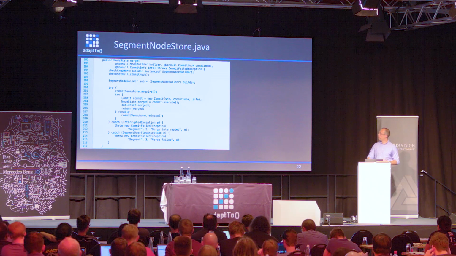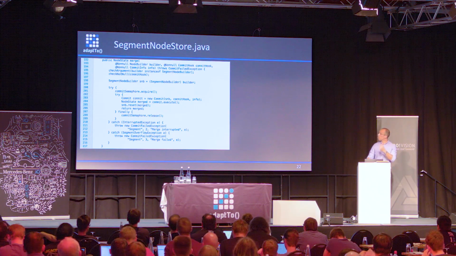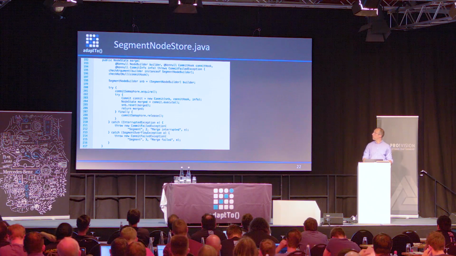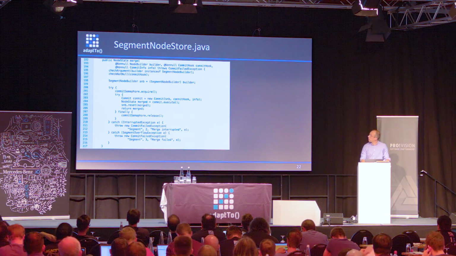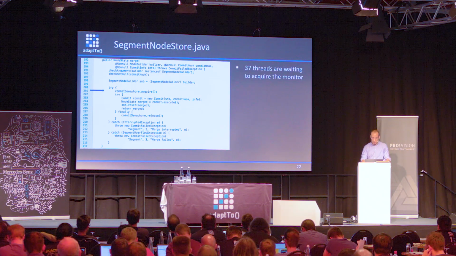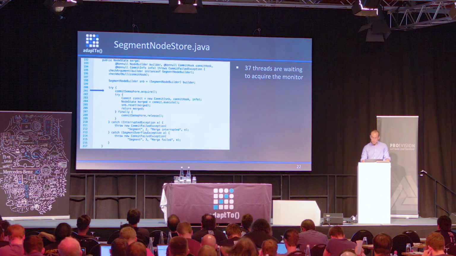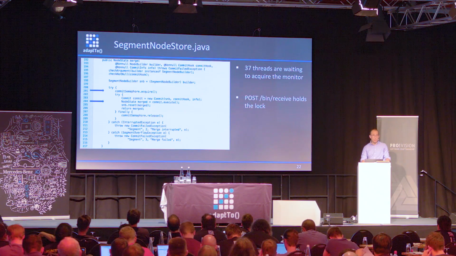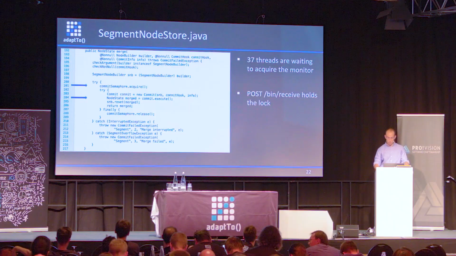Here I have a screenshot of the source code, SegmentNodeStore, method merge. As I described, a lot of threads, 37 threads, were blocked at line 201 trying to acquire the lock, and there was only one thread, the replication receiver, that was able to acquire the lock. It's always good to have the source code, because you can check for yourself what's going on.